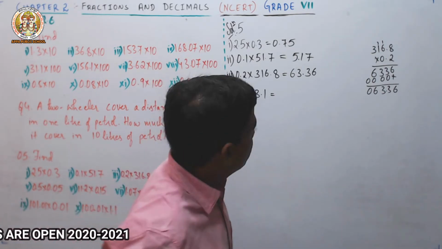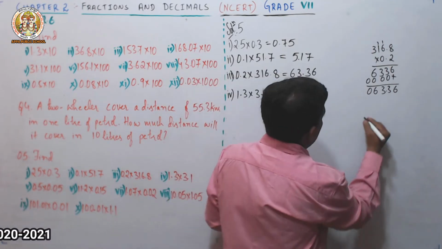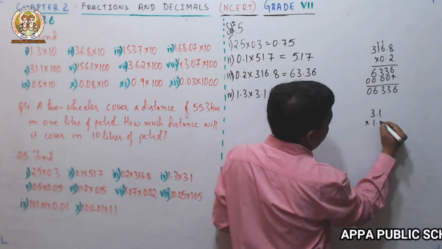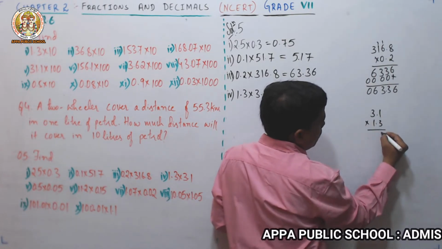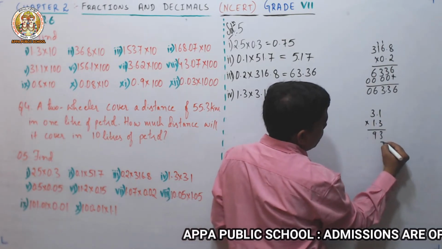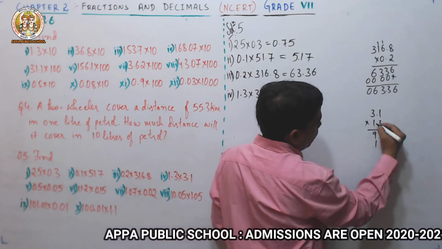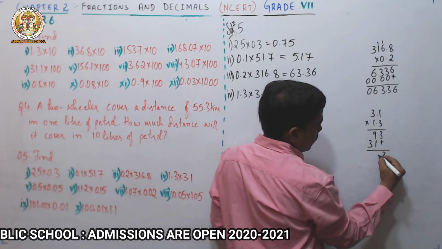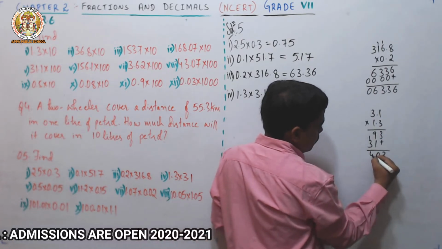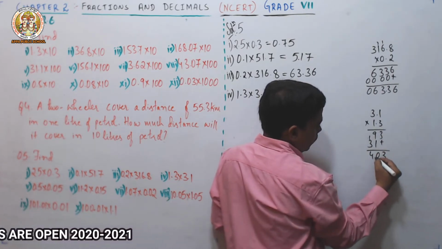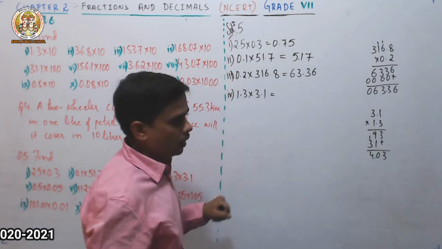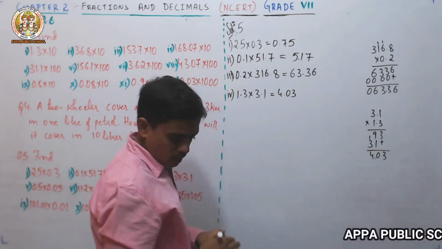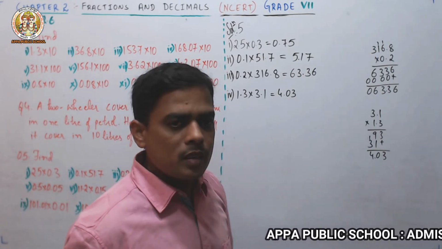Let us calculate. I'll write it as 3.1 into 1.3. 3 ones are 3, 3 3s are 9 plus 1 ones are 1, 3 ones are 3. See here, 3, 9 plus 1, 10, carry 1, 4. The answer is 4.03. Right? So if you don't want to take a risk, better to solve it.